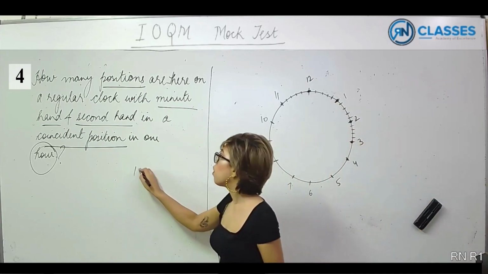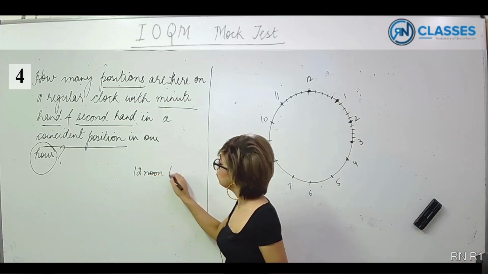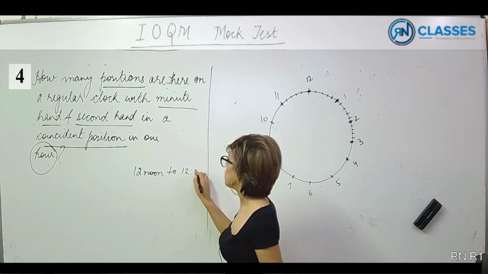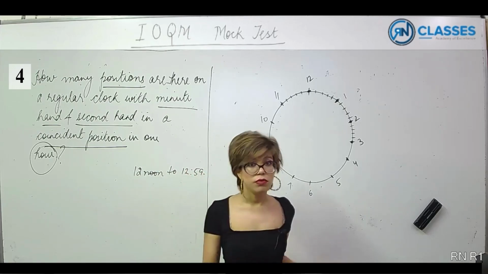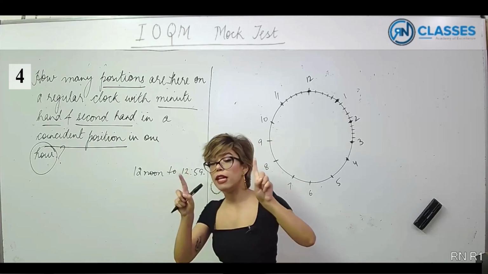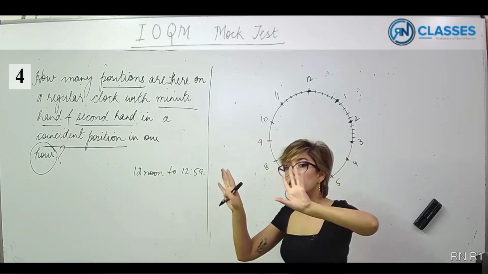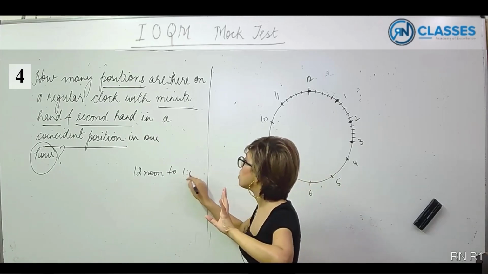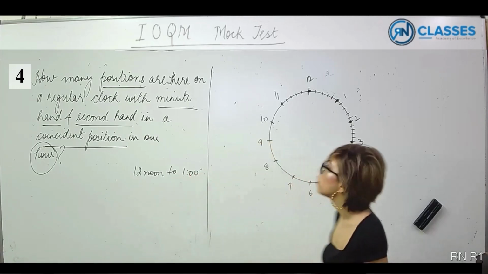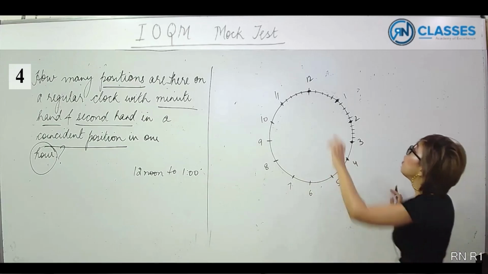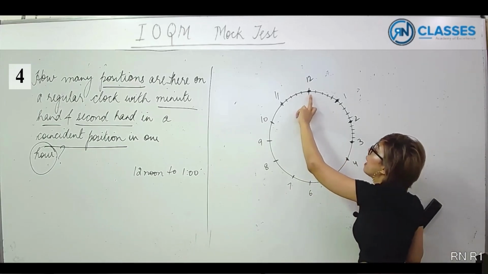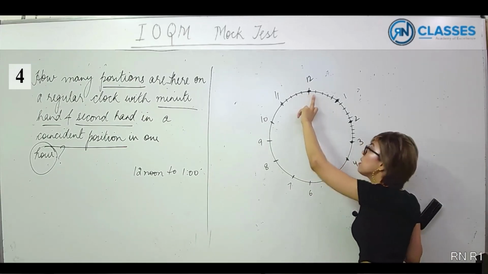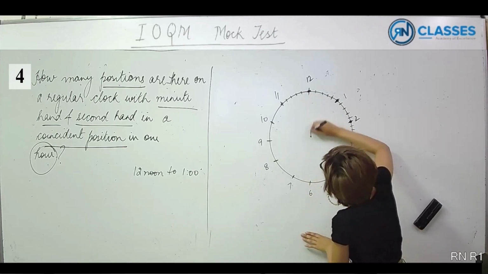So I will understand from 12 noon to 12:59. Right? Because 1 o'clock, exactly 1 o'clock, we'll move on to the next one. So in fact, 12 noon to 1, I should say. So that will get confused. Now let's start. Now at 12 noon, obviously I know that the minute hand is here and the second hand is here. Both are coincident.